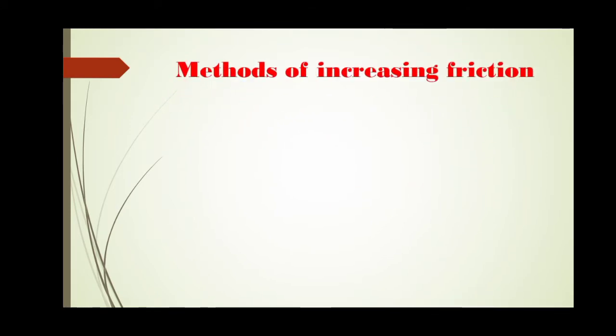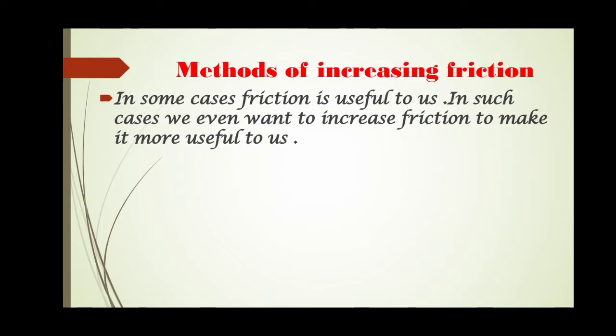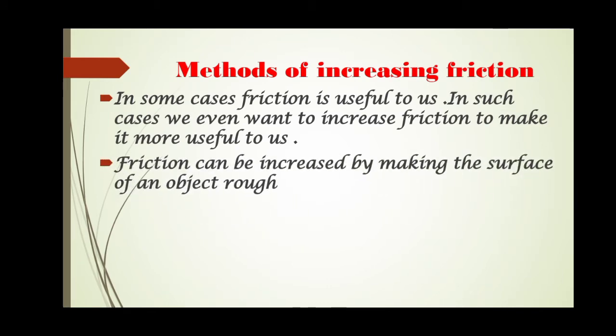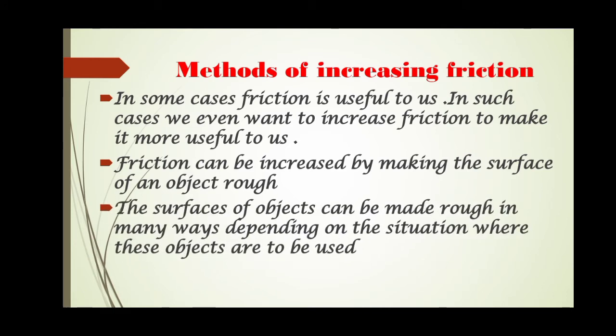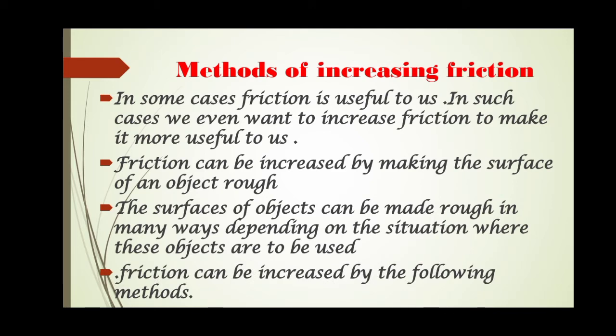Methods of increasing friction. In some cases, friction is useful to us. In such cases, we even want to increase friction to make it more useful to us. Friction can be increased by making the surface of an object rough. The surfaces of objects can be made rough in many ways depending on the situation where these objects are to be used. Friction can be increased by the following methods.